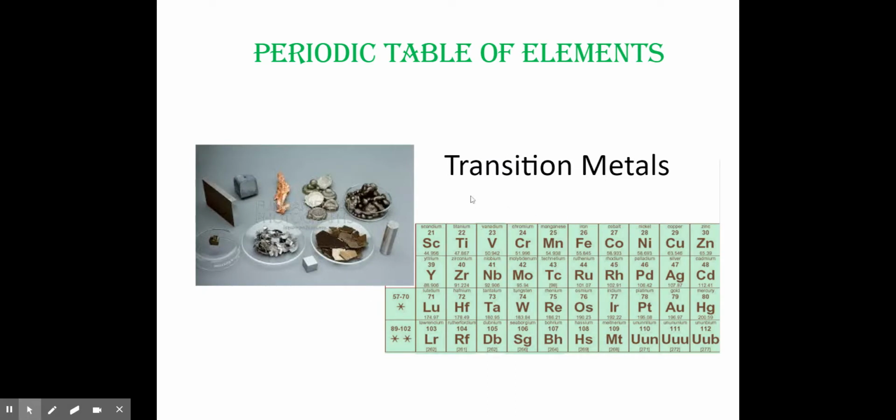Then in the middle, we have something that's called transition metals. Now, these metals are a little bit different. They don't follow the rules just like the alkali and the alkaline earth metals. They have 1, 2, 3 valence electrons. It just depends. And some of them can exist in different states.